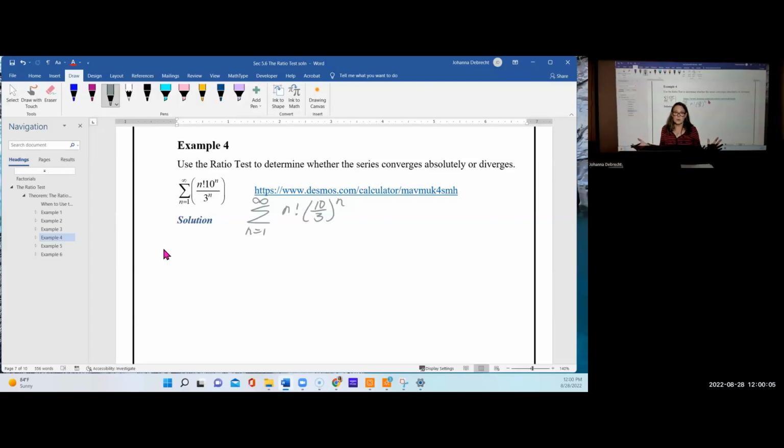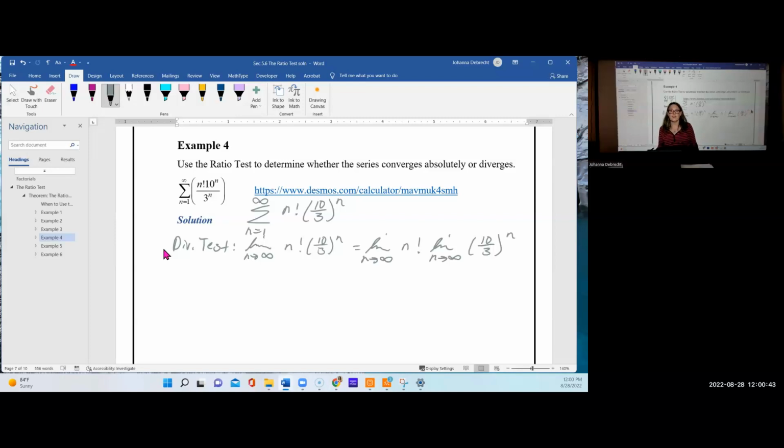So I wouldn't even need the ratio test. The divergence test alone is going to tell me it's not possible for the sequence of partial sums to approach a finite value. So if I do the divergence test and I take the limit as n goes to infinity of n factorial times 10 thirds to the n, remember that with limits, we can actually split the limit between products. It's the only thing that we can split between products is the limit. And I get the product of these two limits.